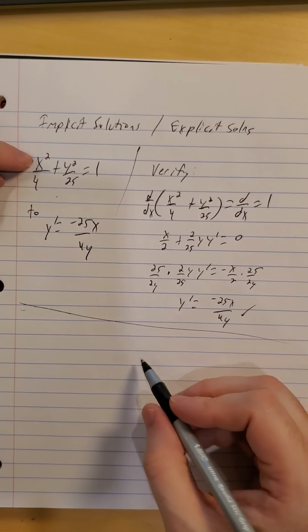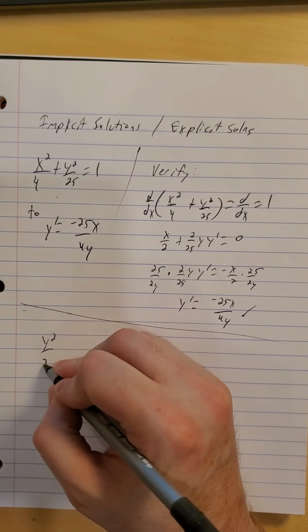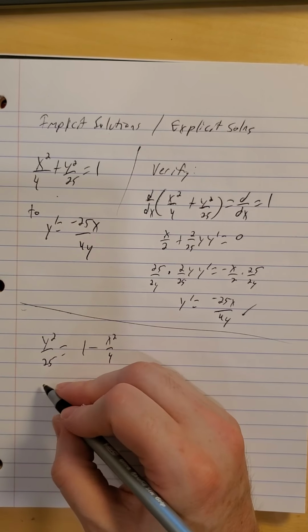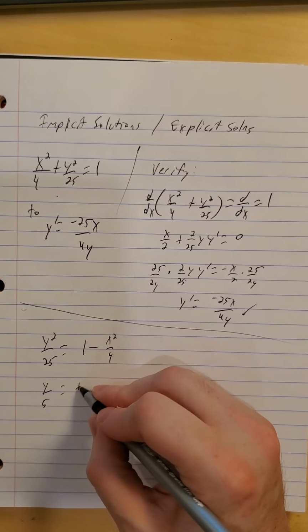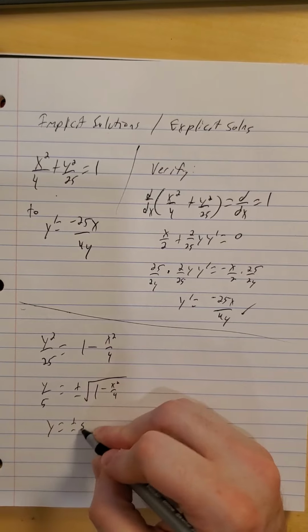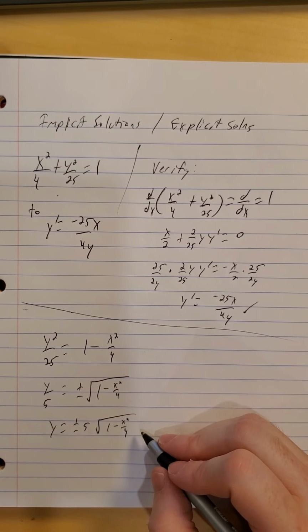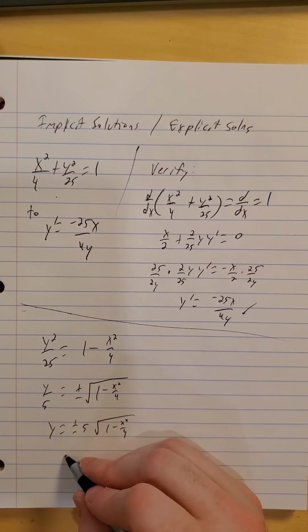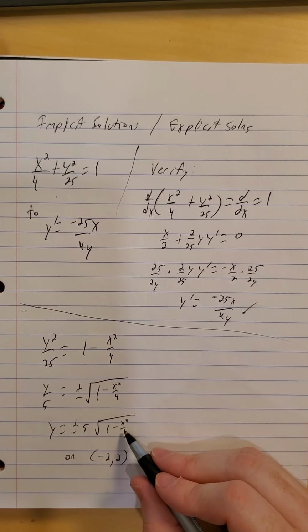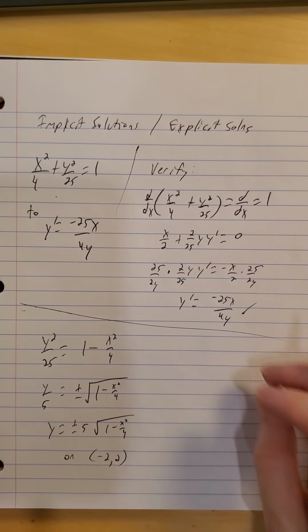If we wanted an explicit solution, as I mentioned, we would just get the y by itself. So y squared over 25 is 1 minus x squared over 4. So then y over 5 is plus or minus square root of 1 minus x squared over 4. So y is plus or minus 5 root 1 minus x squared over 4. And these are solutions on negative 2 to 2. Anything outside of that, we're doing square root of a negative, we're getting kicked out of the real number system then.